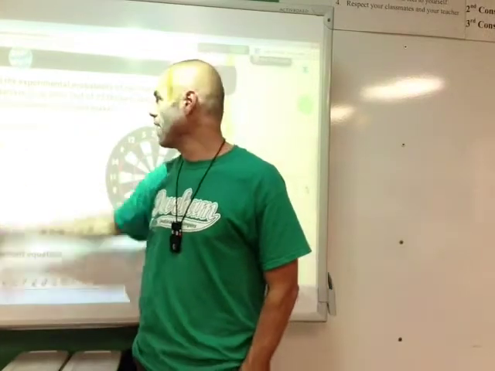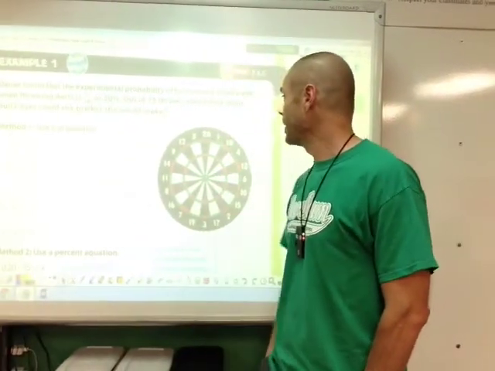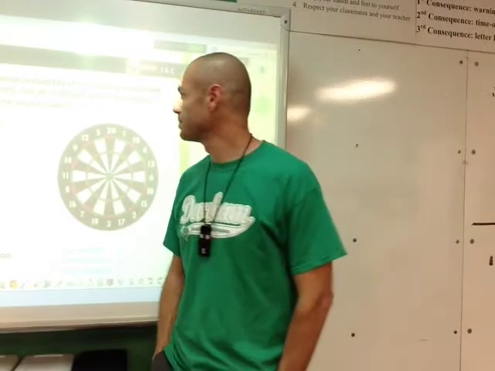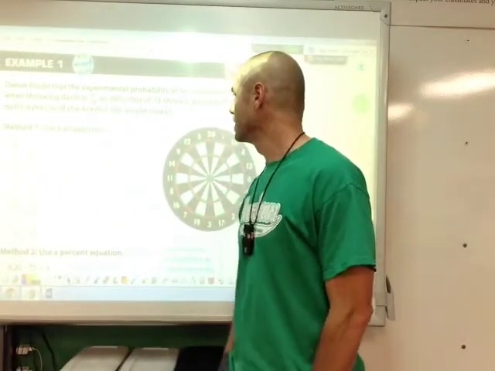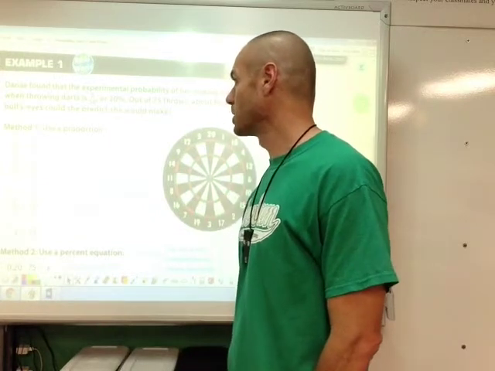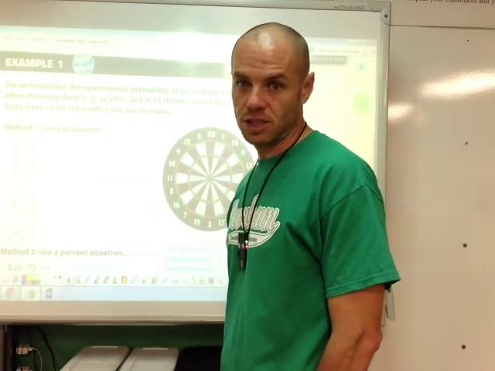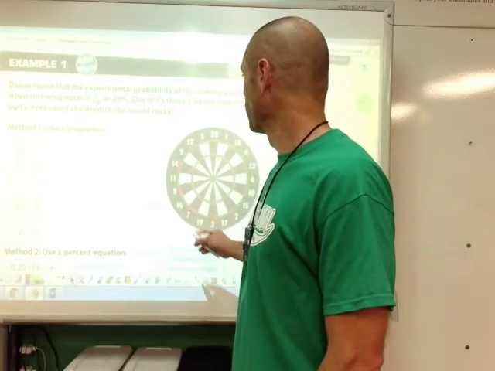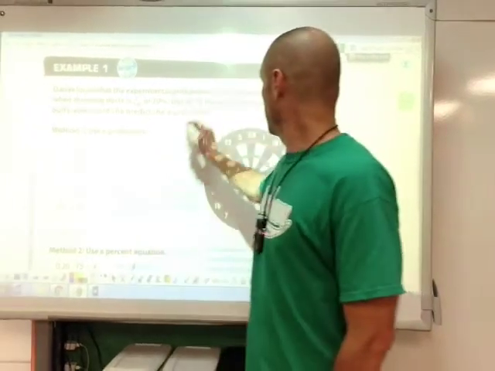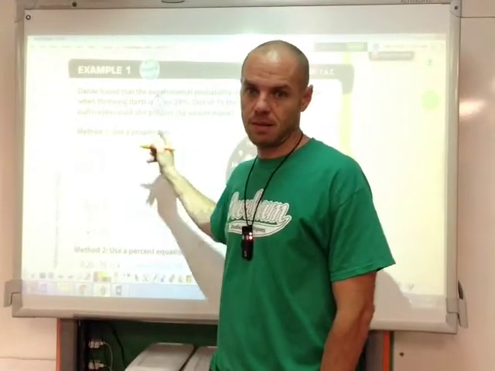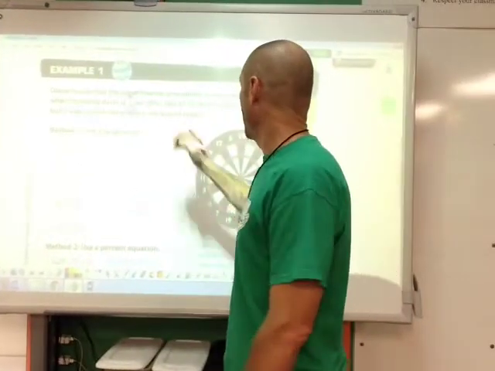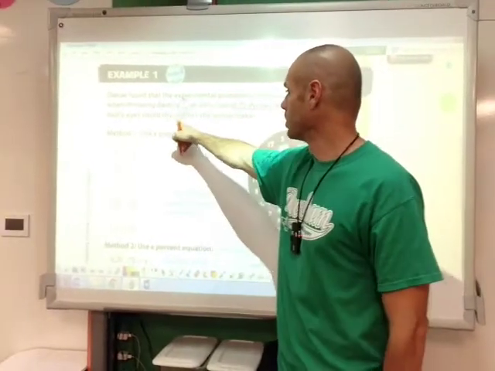It says Danae found that the experimental probability of her making a bullseye when throwing darts is 0.2 or 20%. So out of 75 throws, about how many bullseyes could she predict that she would make? What we look at here is she's saying that she's going to make a bullseye 0.2 or 20% of the time. So out of 75 throws, about how many bullseyes could we predict?